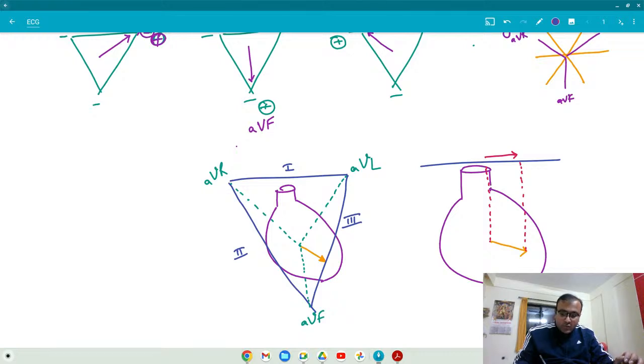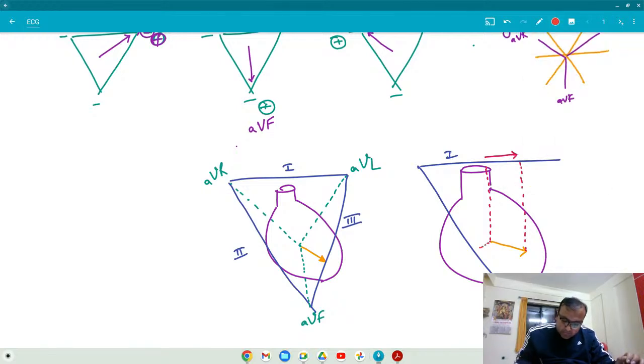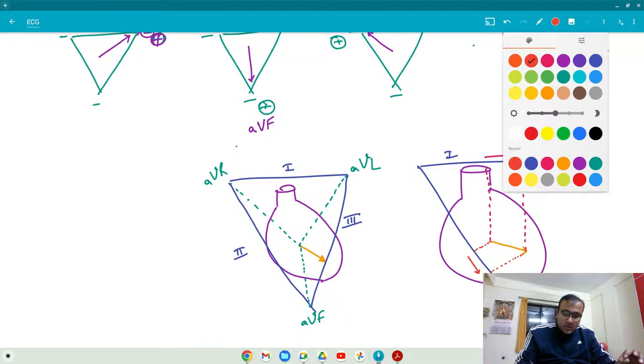If I talk about lead 2, so this one was lead 1. Lead 2 goes like this. If lead 2 goes like this, and I have to draw a perpendicular, then do you realize that the perpendicular will be this? Agreed? Yes or no? Okay. We are dropping a perpendicular on the lead to check the vector, the magnitude and the direction.